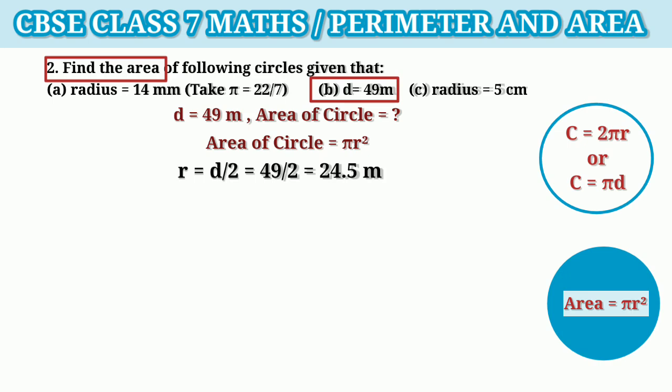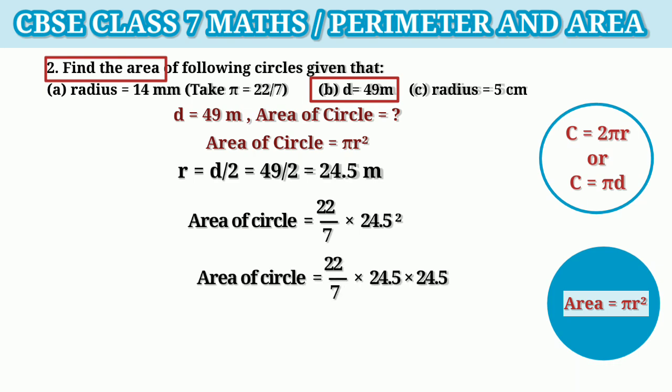We will substitute in the formula for the area of a circle. So we have 22/7 into 24.5 square, or 22/7 into 24.5 into 24.5. Now the next step can be done in different ways. You can multiply all the numerators and divide by 7, or I'll show you one method of cancelling 7 with one of the numbers. 24.5 is divisible by 7, so we will use 7's table to cancel one of the 24.5 and 7.